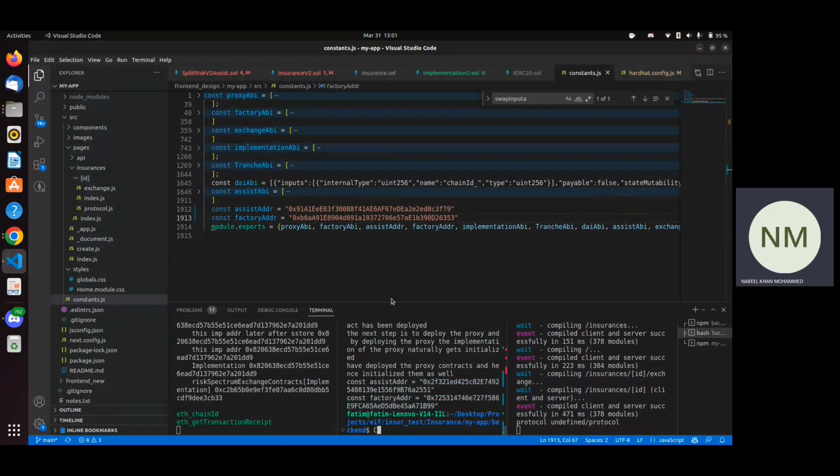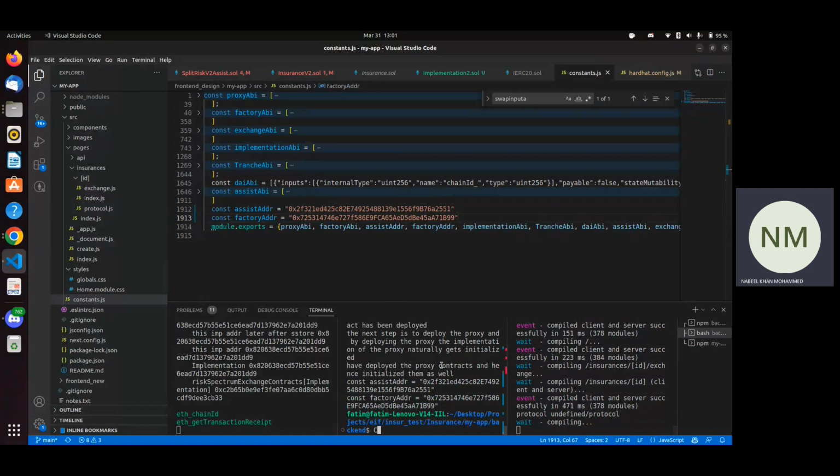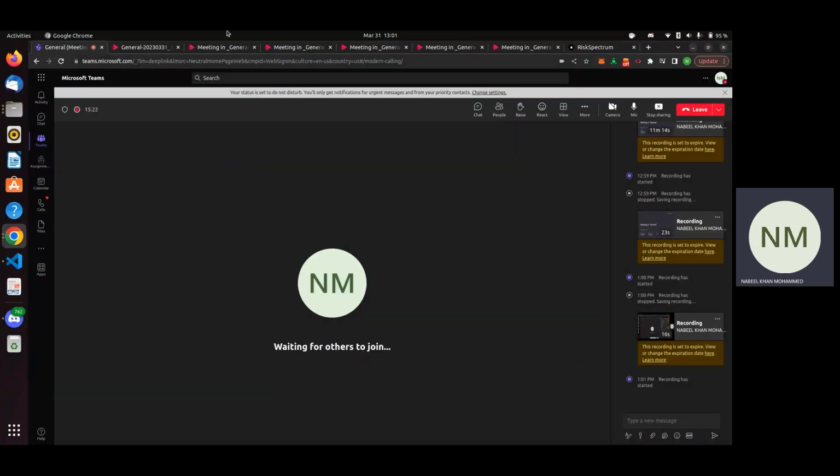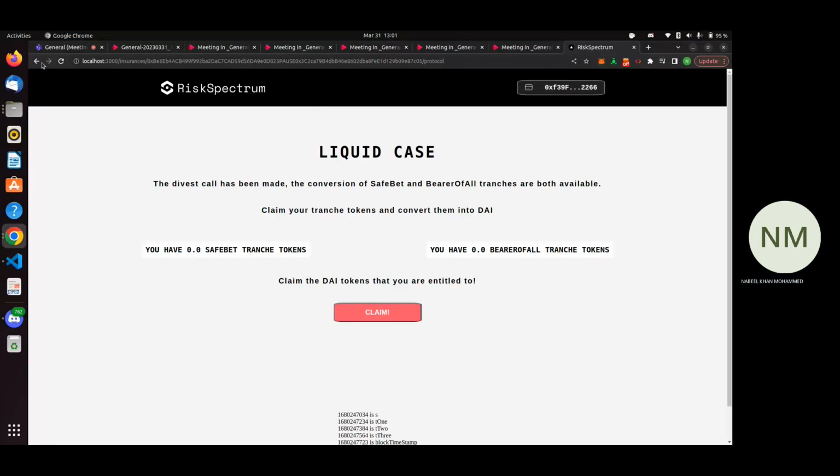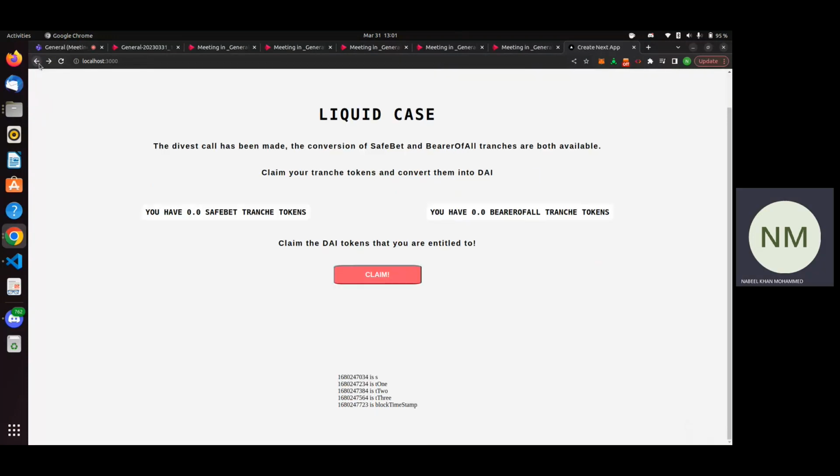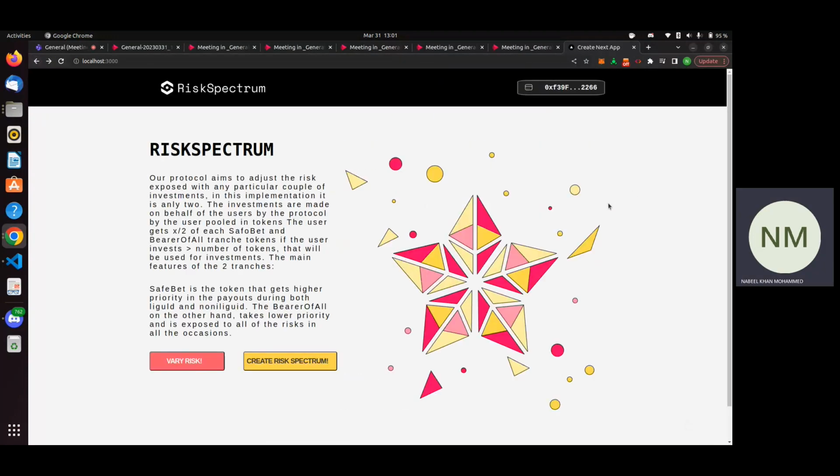I've deployed the factory contract and the necessary things. Let me just paste it here, and then we'll get right into the demo. All right, let's go to the homepage. This is the homepage for Risk Spectrum. There are two things you can do once you've arrived at the homepage. You can create a risk spectrum, and you can go check out, play around, or invest in some of the already existing risk spectrums.